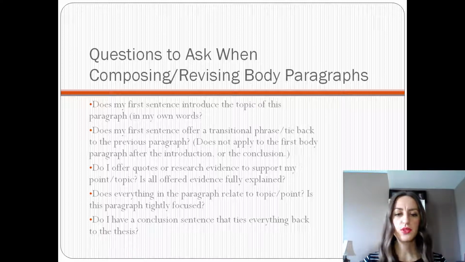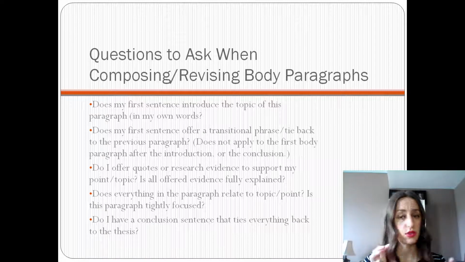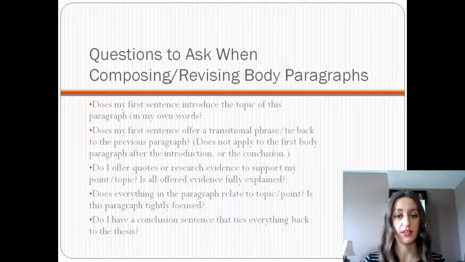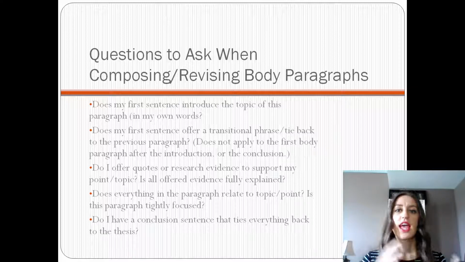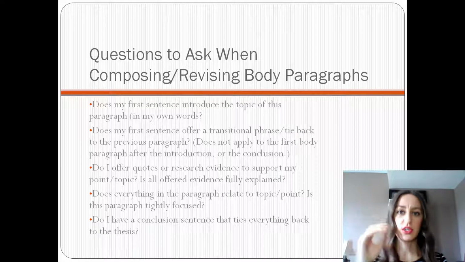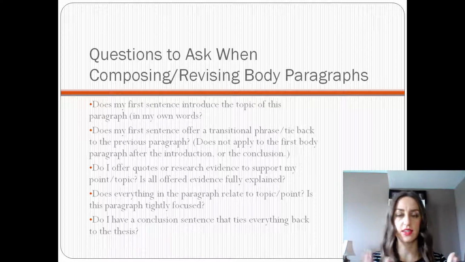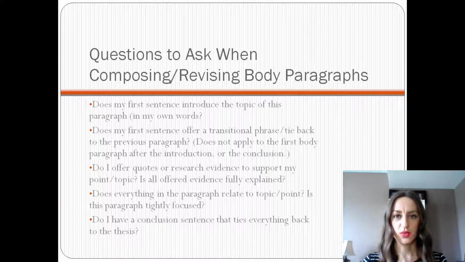Do I offer quotes or research evidence to support my point or topic? Okay, every paragraph should have quotes, something from your research, some form of evidence. And is all offered evidence fully explained? You can't just drop a quote into the middle of your paragraph and just leave it there and not say anything about it, all right? You have to explain your quote. You have to explain your research and really explain how it supports your thesis statement, how it connects in some way, all right? We are talking more about that later.